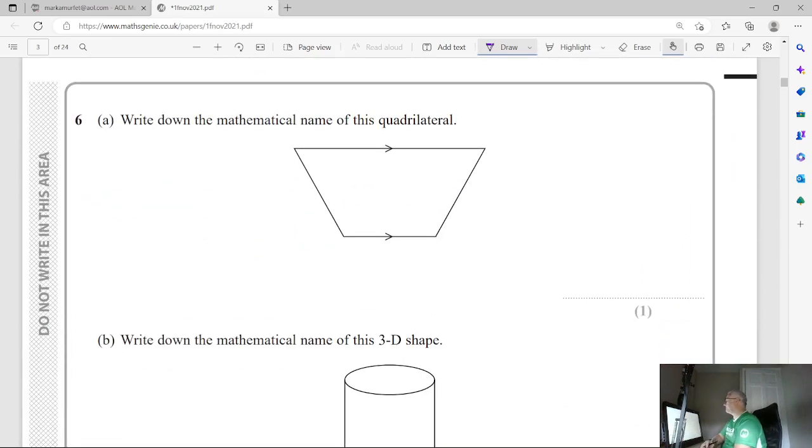Write down the mathematical name of this quadrilateral. Well, we can see it's got one pair of parallel sides. And we can see it's got a sloping side on each side. We're not told anything about the length of those sides, that they're the same or they're not the same. But any time like that, we're used to seeing this shape written that way up, and it's a trapezium.